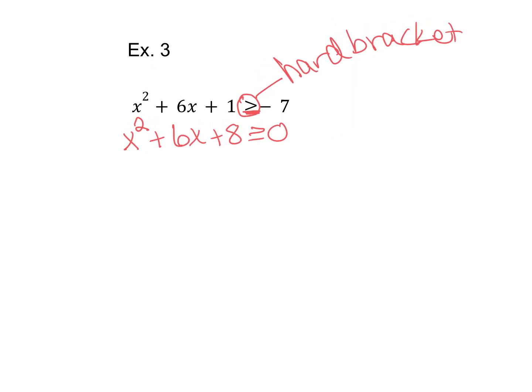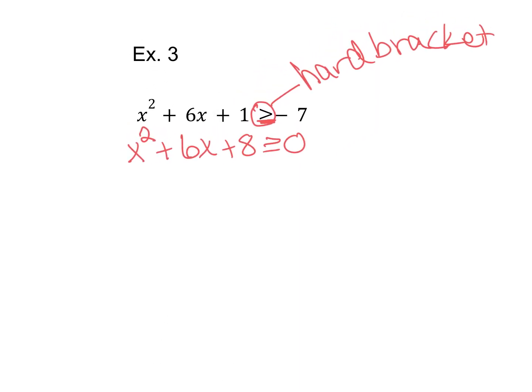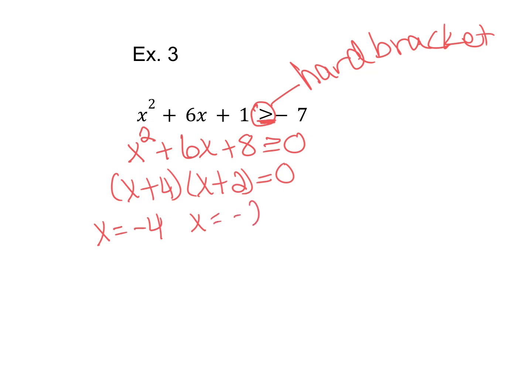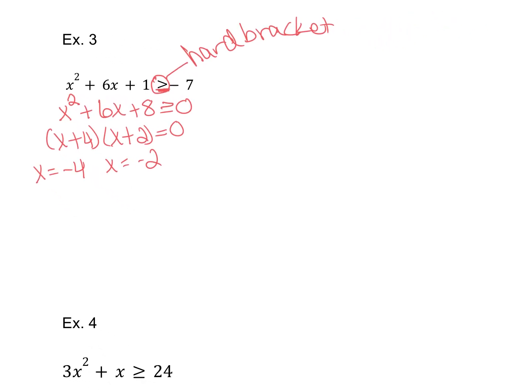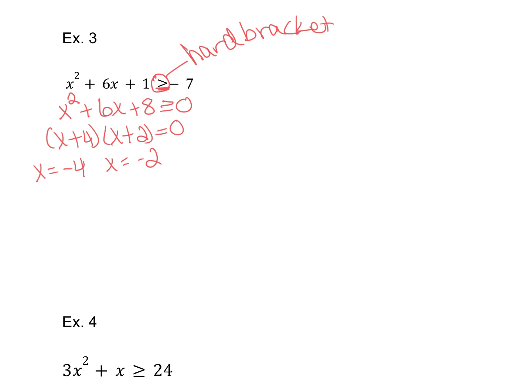That's because it has the little line underneath of it. So if we factor x squared plus 6x plus 8, we're going to have x plus 4 and x plus 2 equals 0, which means we're going to have x equals -4 and x equals -2. So when we go to do our number line, we make a nice big number line here.